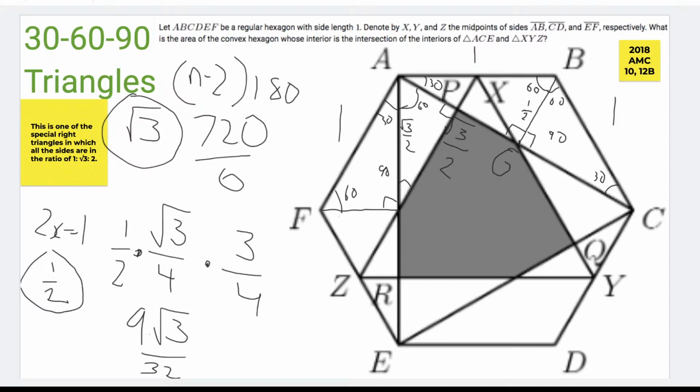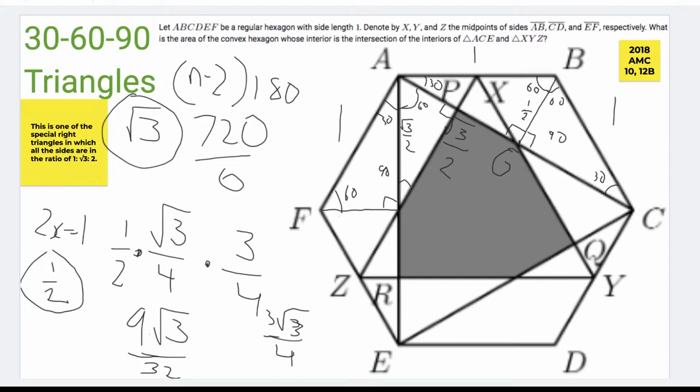So that's the area we want to subtract from the area of triangle ACE. We know ACE is an equilateral triangle, and its side length is square root of 3. And the formula to find the area of an equilateral triangle is just square root of 3 over 4 s squared, where s is the side. We will square the side and then multiply it by square root of 3 over 4. And if you square this, you get 3. So the area of the equilateral triangle is just 3 times the square root of 3 over 4. And now we will subtract 9 times the square root of 3 over 32 from that.